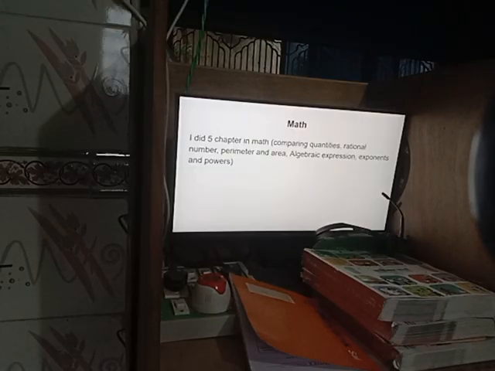And then they tell about the formula. Only these points, the formula and the exercises, and after that, algebraic expression.